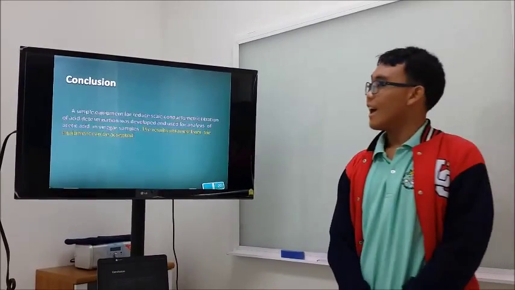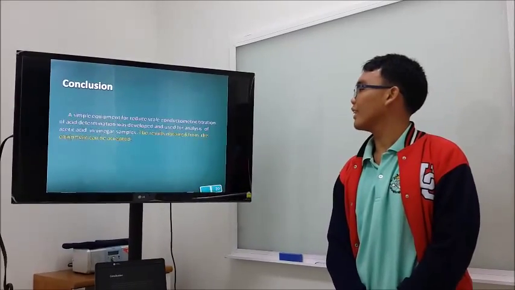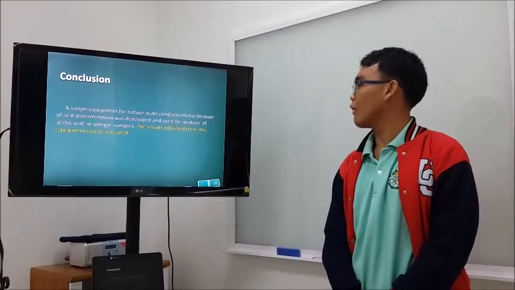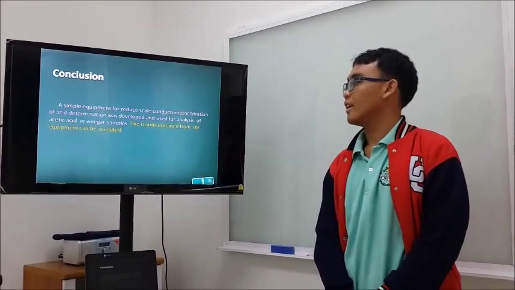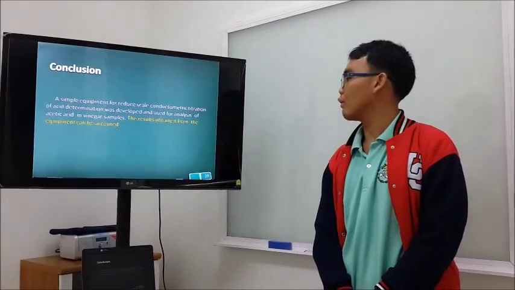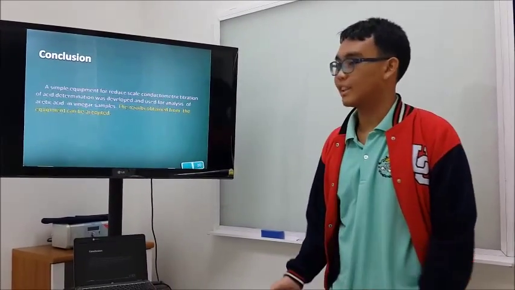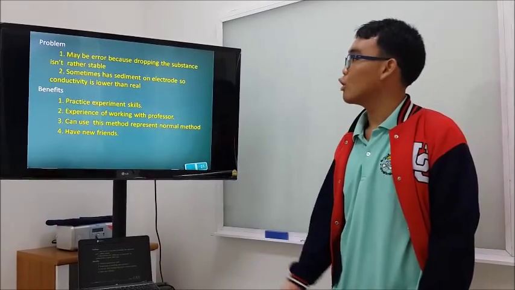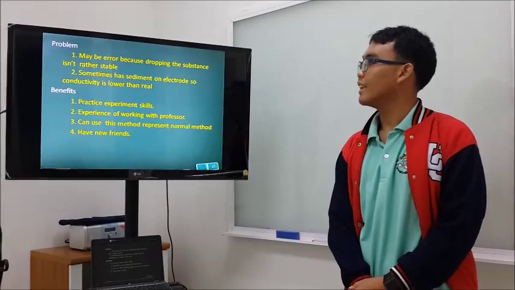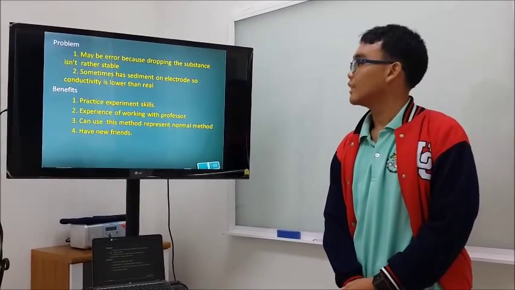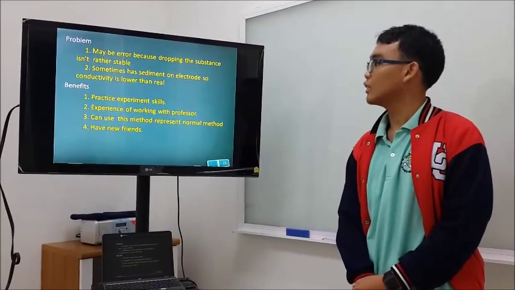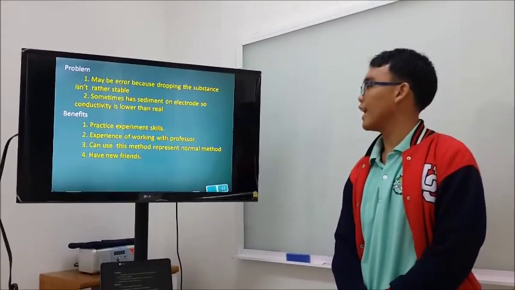Conclusion: a simple equipment for the reduced scale conductivity titration of acid determination was developed and used for analysis of acetic acid in vinegar samples. The results obtained from the equipment can be accepted. Problem: there may be error because the doping substance isn't stable. Sometimes there is sediment on the electrode, so conductivity is lower than real.